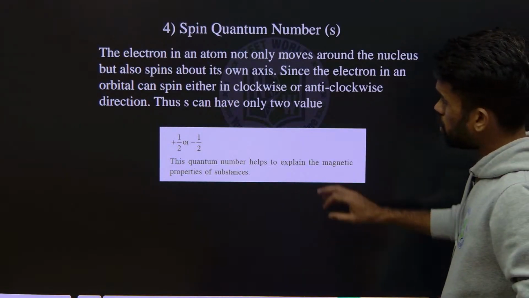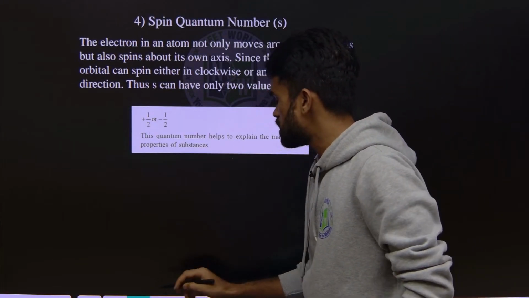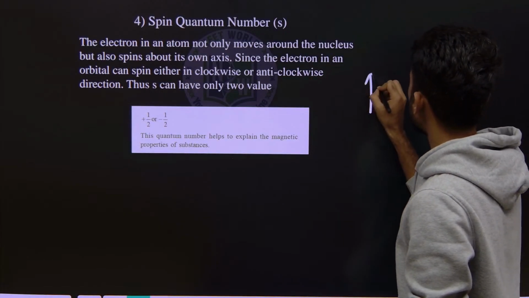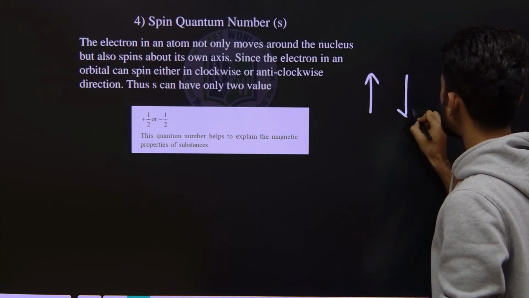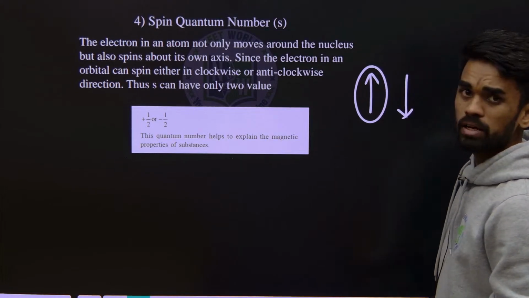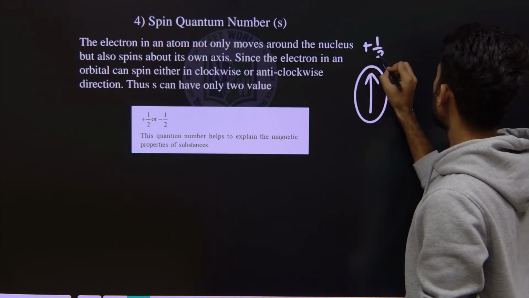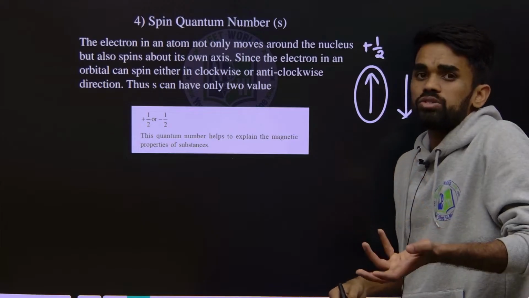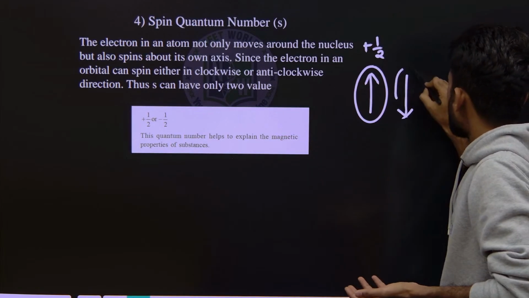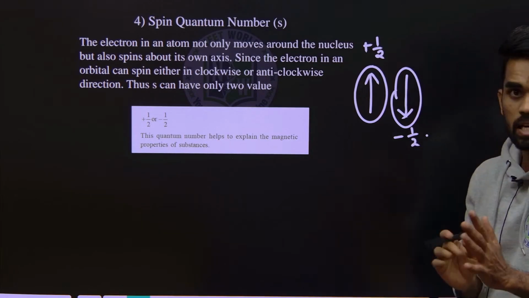We have one more quantum number called the spin quantum number. This tells us about the orientation of the electron. The electron can be oriented in the clockwise direction or in the anti-clockwise direction. For each spin, we indicate plus half and minus half. You can use any way. For example, if clockwise is plus half, anti-clockwise will be minus half, or vice versa. Hope this is clear, right.